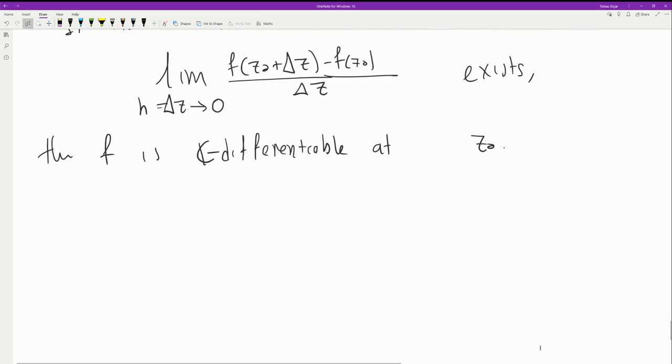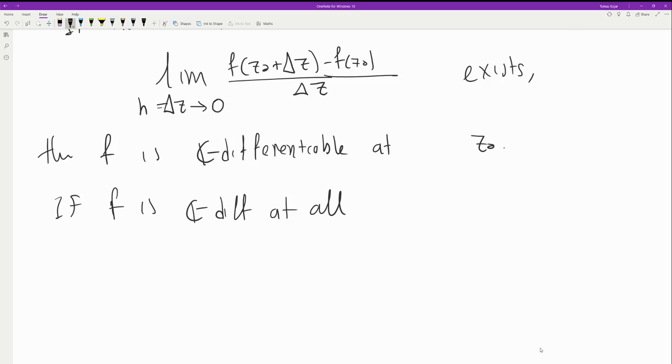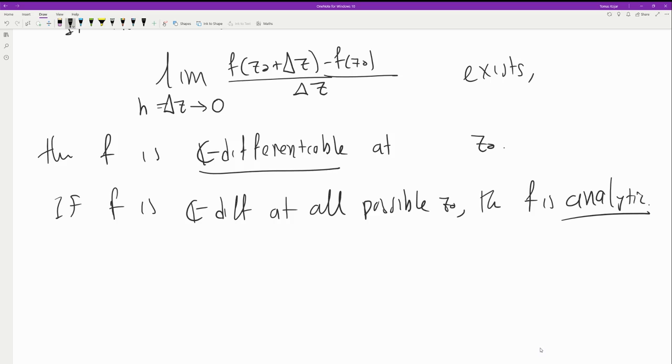So yeah, let's do one simple example. Oh yeah, and if f is C differentiable at all possible z naught, then f is analytic. Okay.